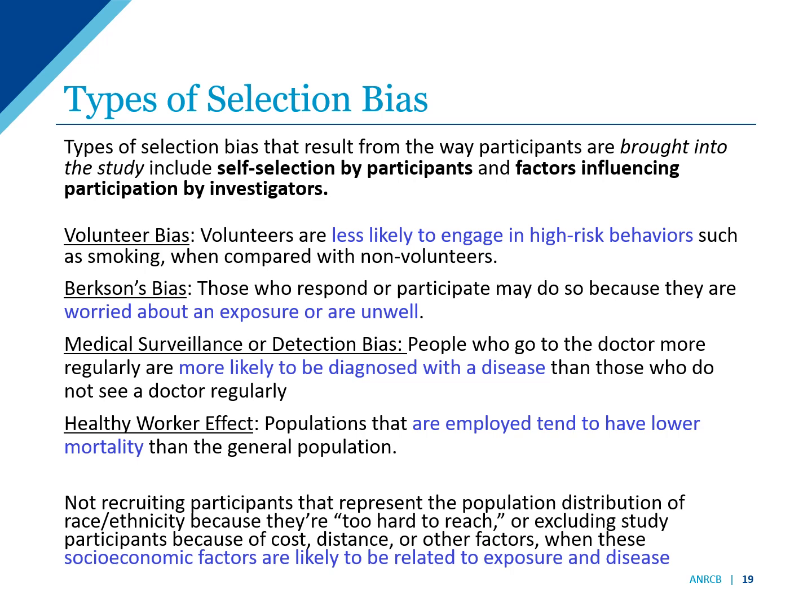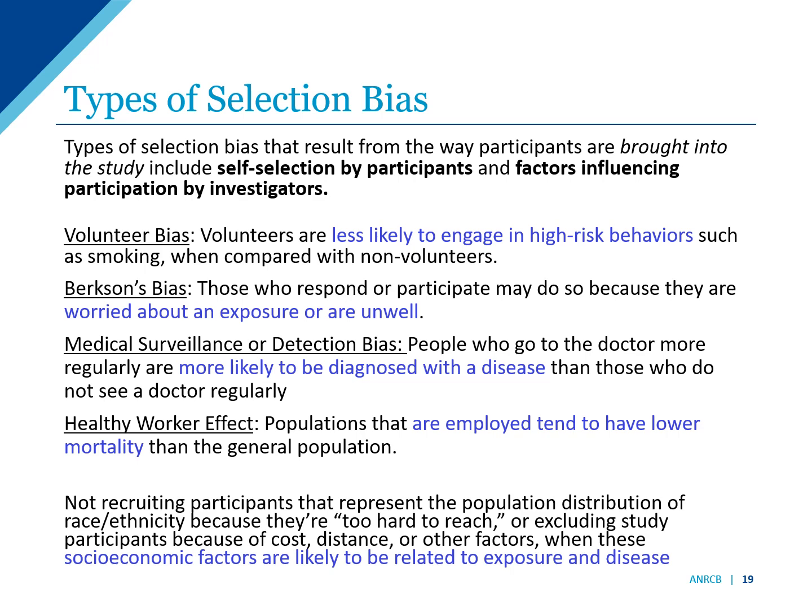Participants or responders may be different than those who do not respond or participate due to bias in recruitment and selection strategies and in self-selection. Volunteer bias can be an issue when volunteers are less likely to engage in high-risk behaviors than non-volunteers. People who choose to participate may do so because they are more worried about an exposure or feel unwell. People who see doctors more regularly are more likely to be diagnosed with a disease than those who don't see a doctor regularly. So you may have a bias in cases being different from the general population.